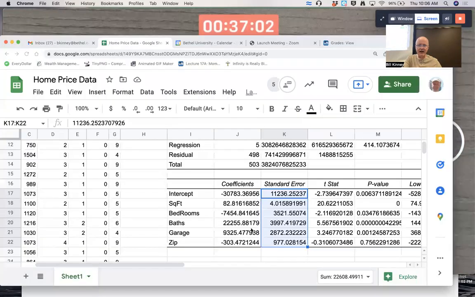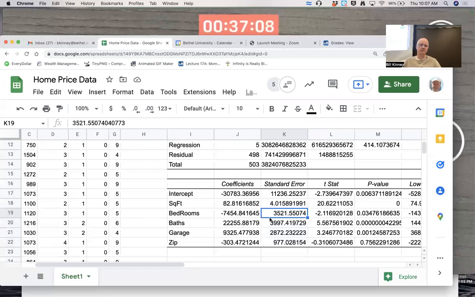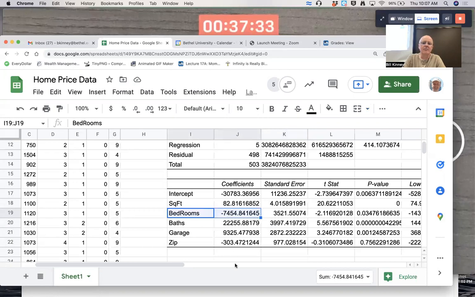And here is an observed value of that estimator, for example, B2, number of bedrooms. Its point estimate is negative 7454.8. Standard error for that is 3521.55. In other words, based on these data, if we had to estimate what the sampling distribution of capital B2 would be, I'm saying B2 because bedrooms was the second variable, X2.